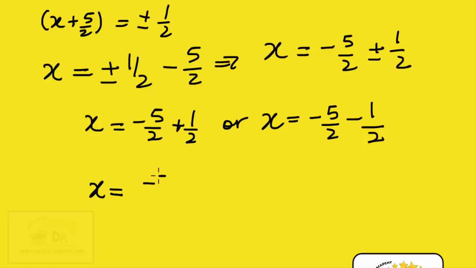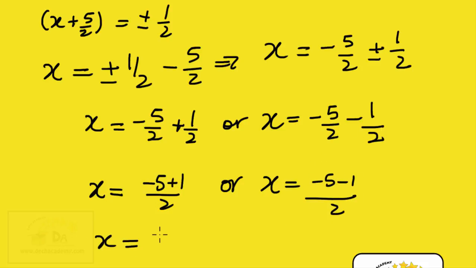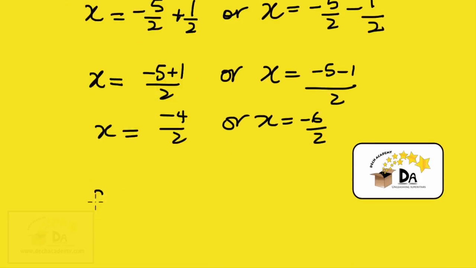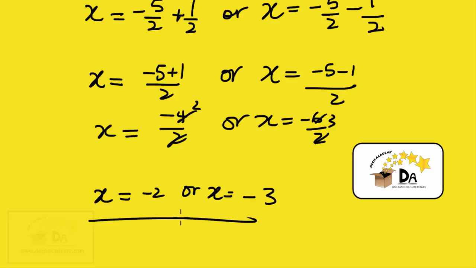Simplifying gives minus 5 plus 1 over 2, or x is equal to minus 5 minus 1 over 2, which gives minus 4 over 2, or x is equal to minus 6 over 2. Therefore x is equal to minus 2, or x is equal to minus 3. Just simplifying the expression, and that is your solution.